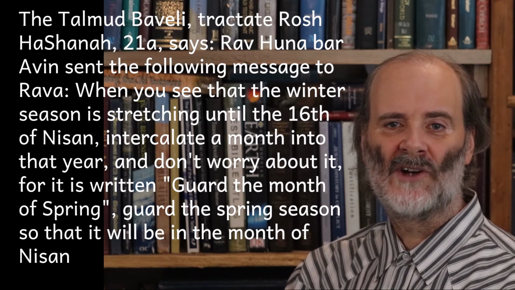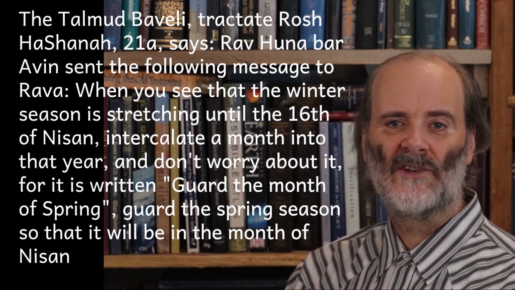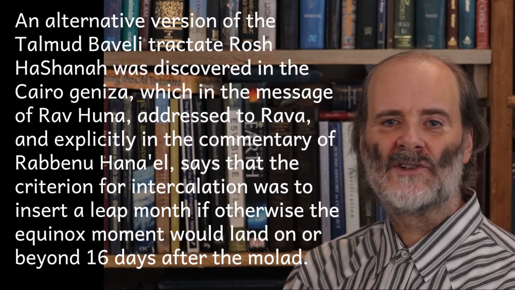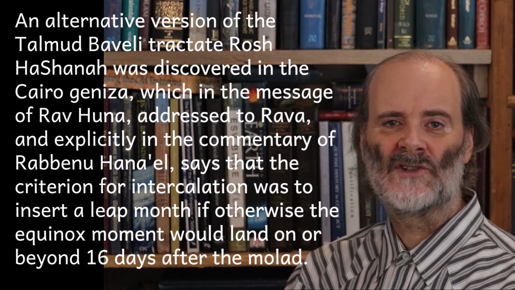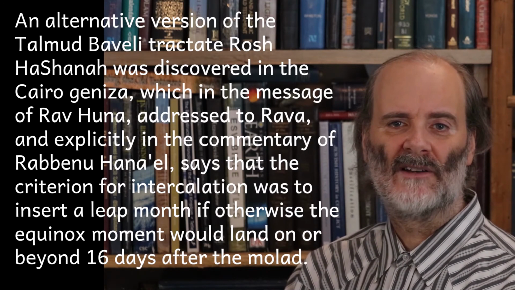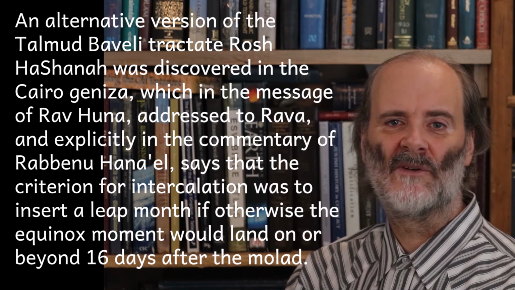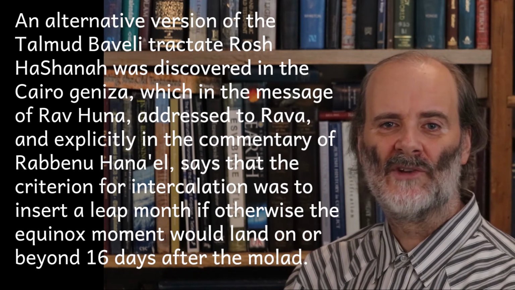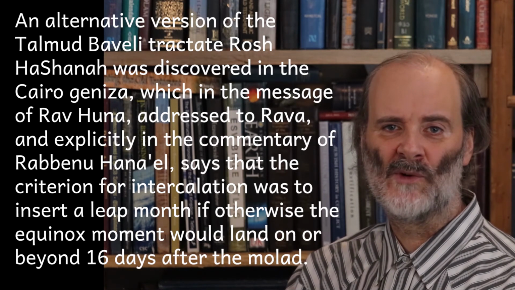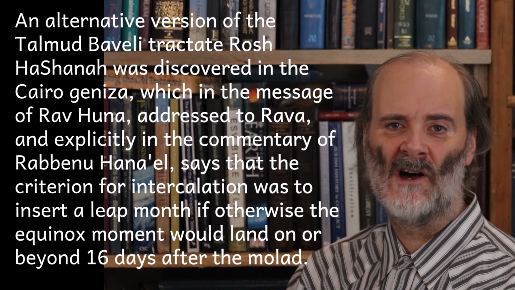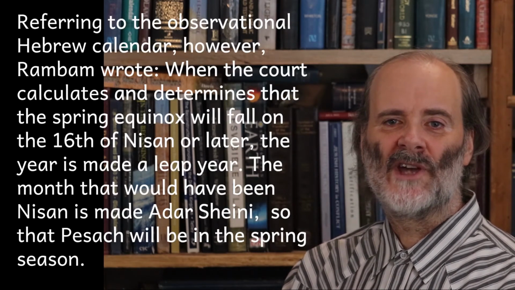For it is written, guard the month of spring, guard the spring season so that it will be in the month of Nisan." An alternative version of the Talmud Baveli Tractate Rosh Hashanah was discovered in the Cairo Geniza, with the message of Rav Huna, addressed to Rava, and explicitly in the commentary of Rabbeinu Hanael, it says that the criterion for intercalation was to insert a leap month if otherwise the equinox moment would land on or beyond 16 days after the molad, referring to the observational Hebrew calendar.